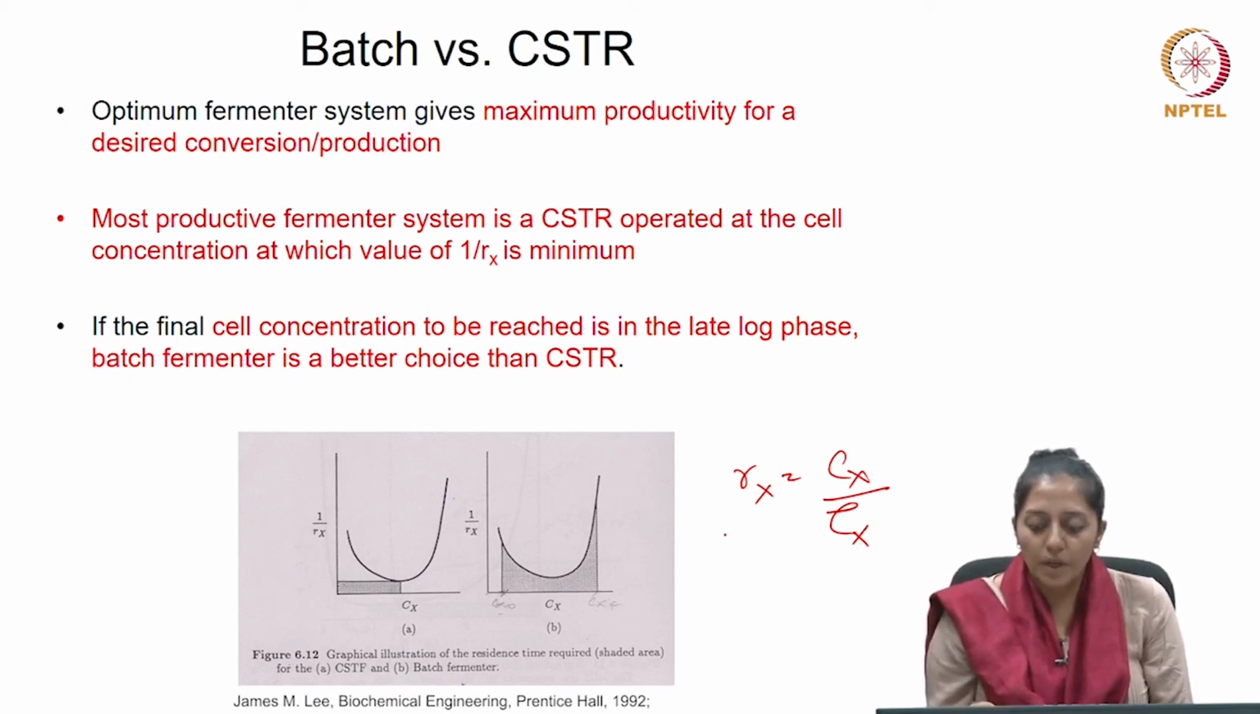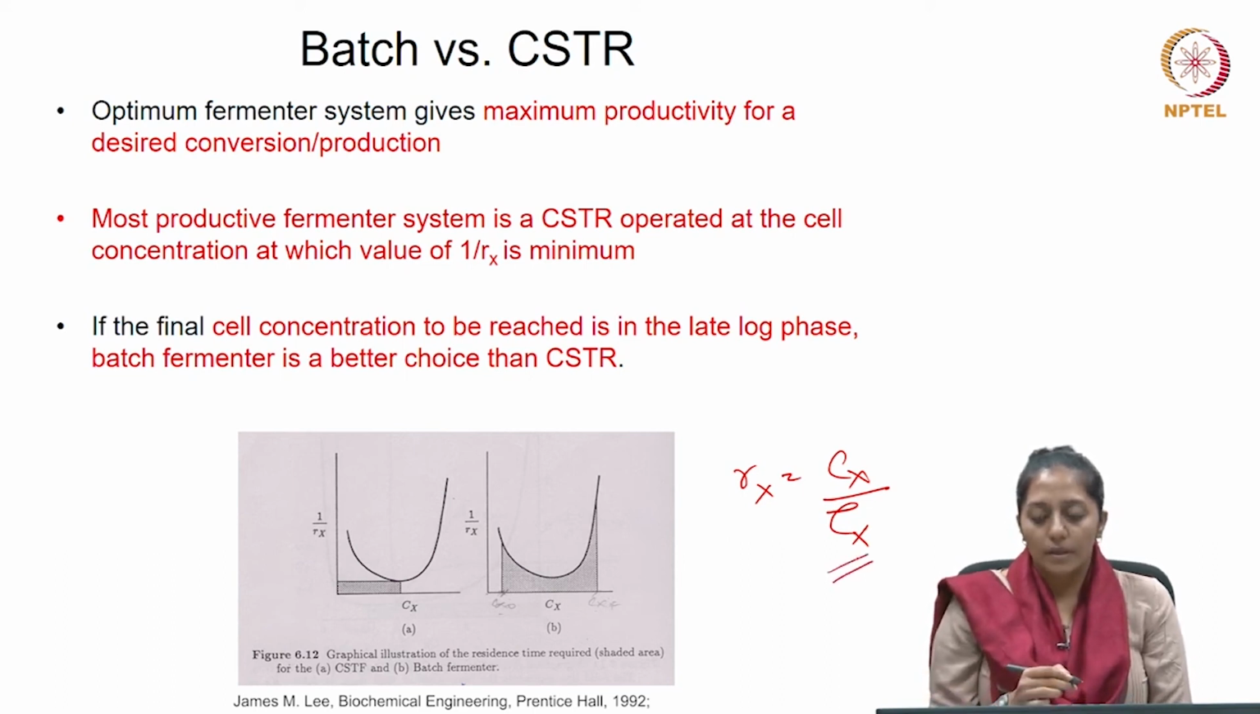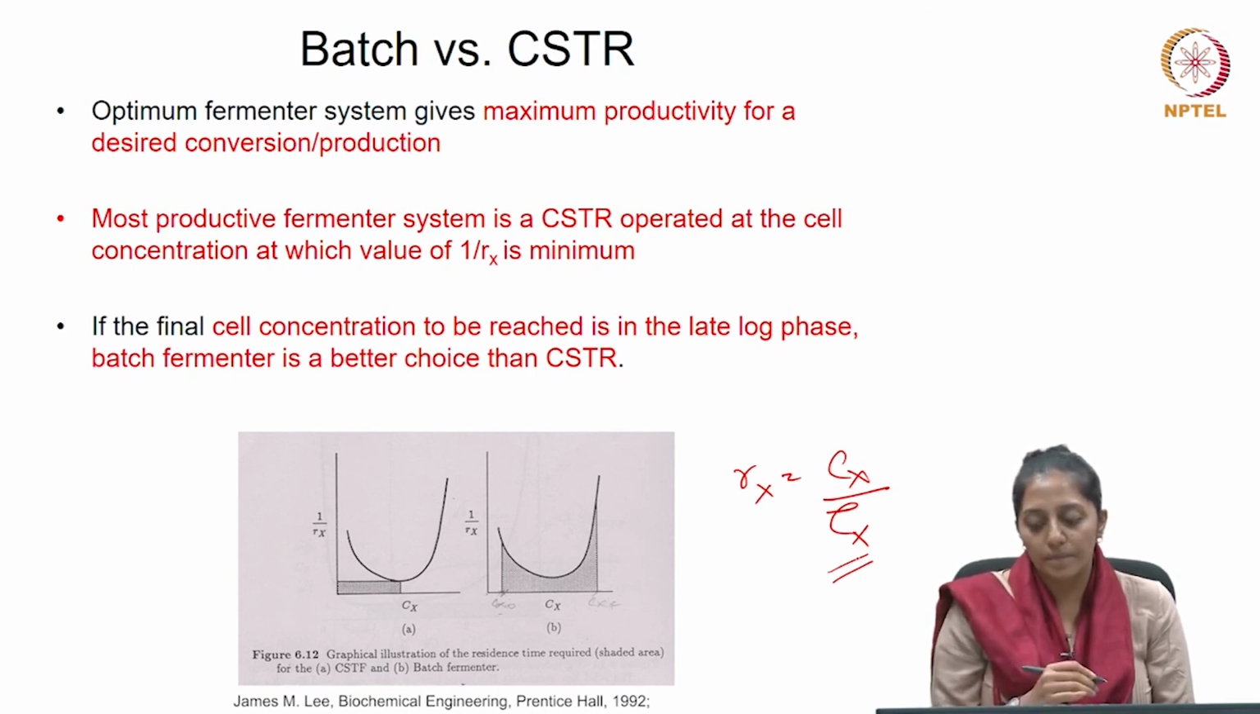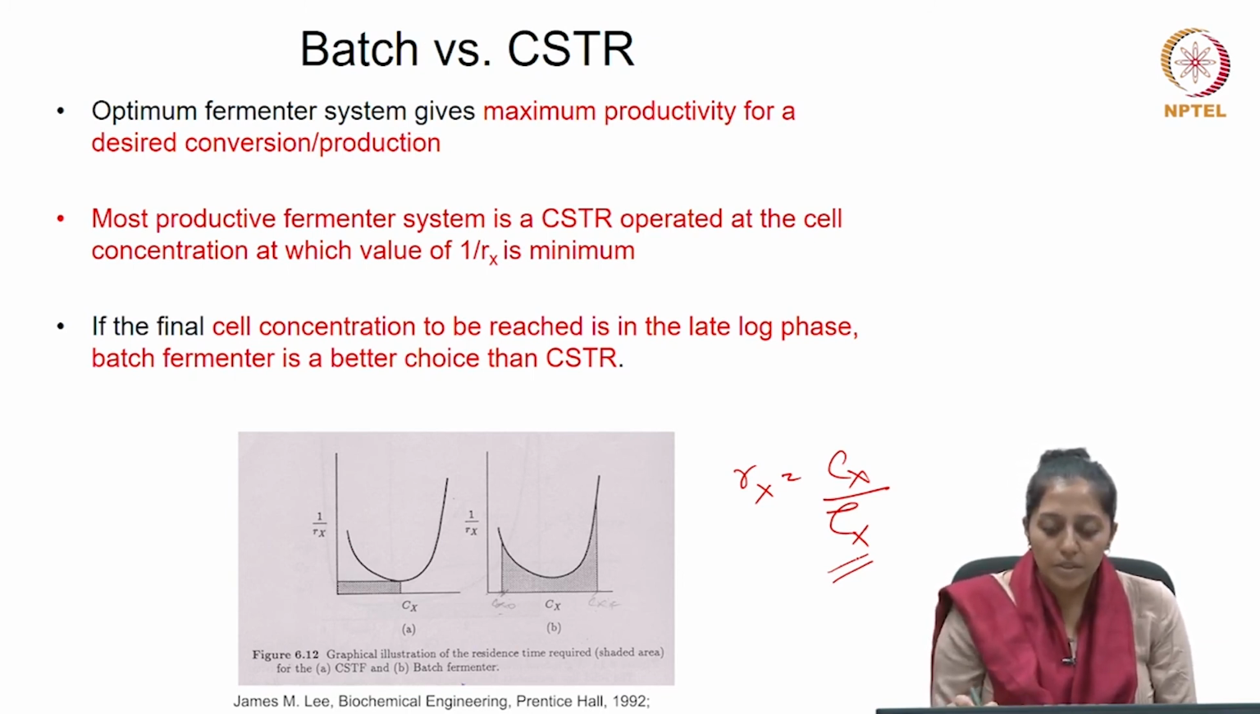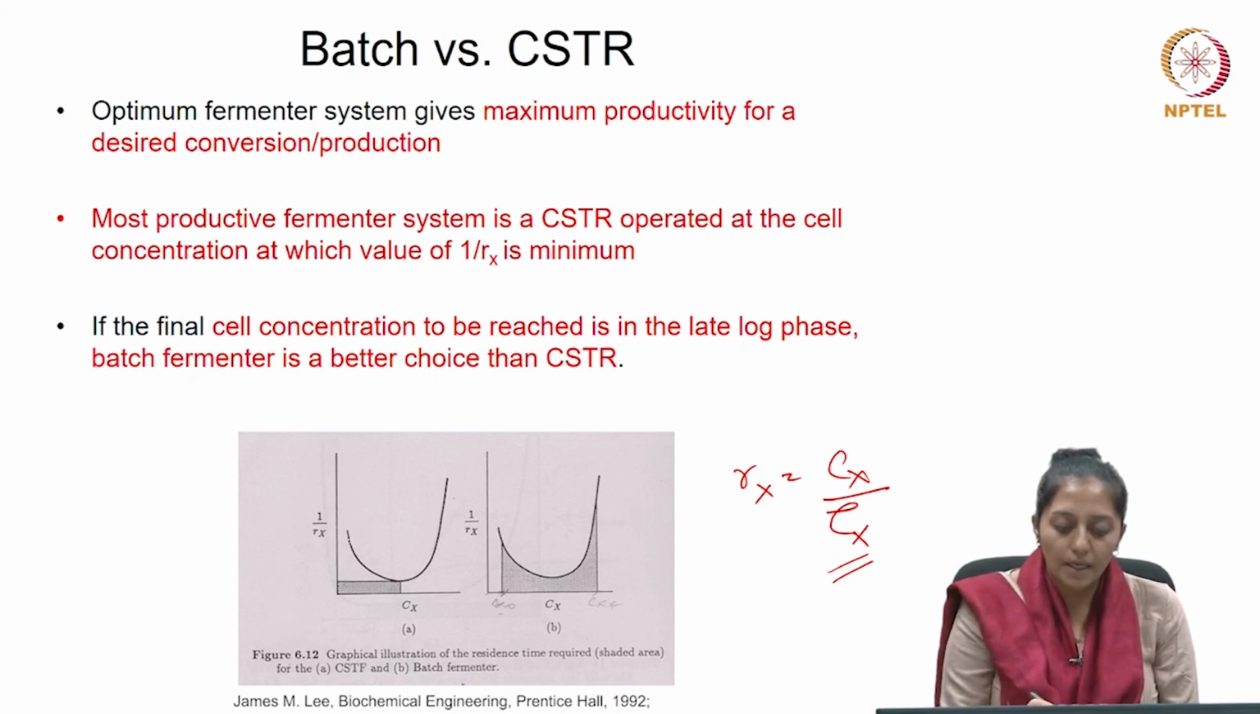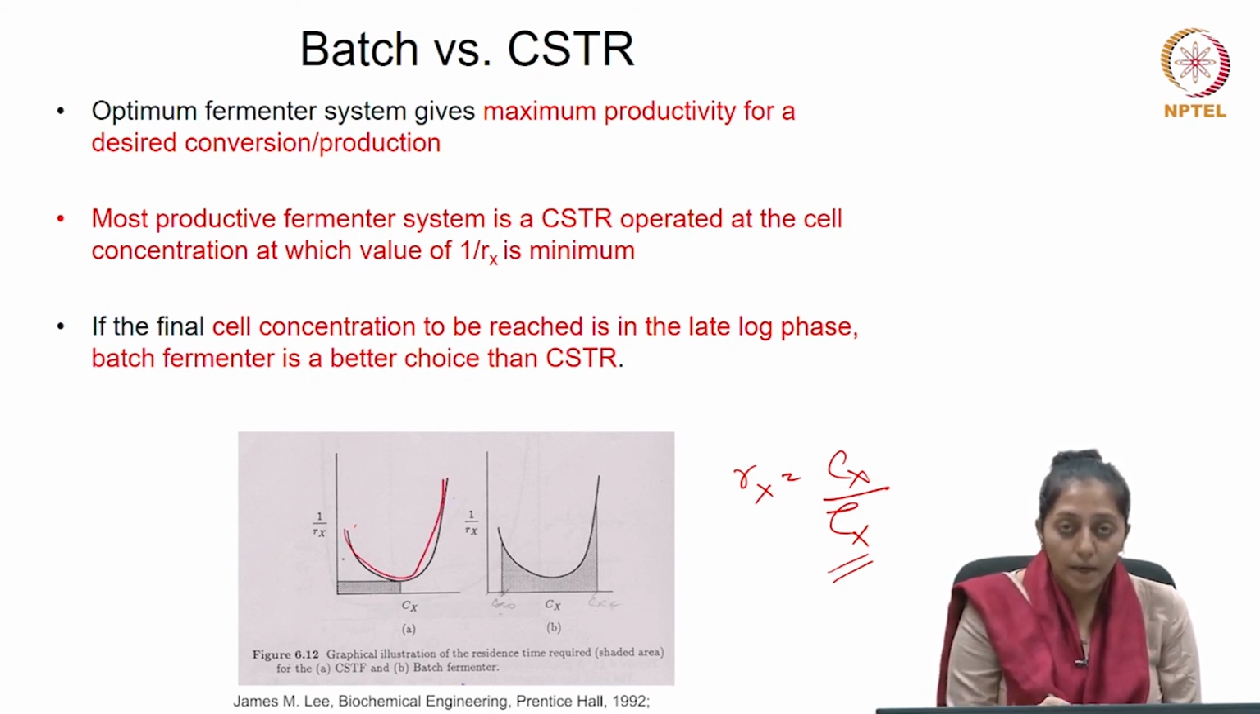Now, maximum productivity for the desired biomass concentration is achieved if your residence time, or the time taken to achieve that biomass concentration, is minimum. So, if you see the plot of 1 by Rx versus Cx, it looks like a U-shaped curve. Why?